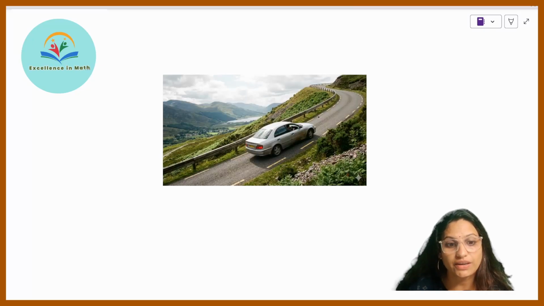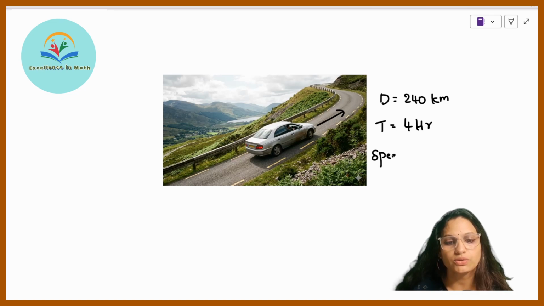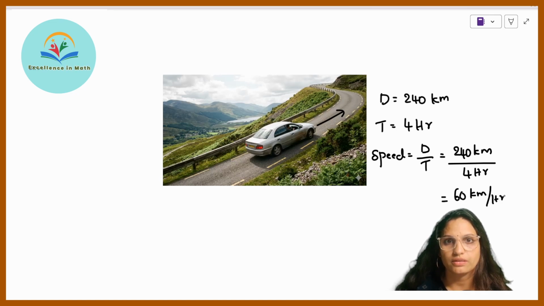A person is driving a car. He has covered a distance of 240 kilometers in 4 hours. So what is his speed? Speed is equal to distance over time. That is 240 kilometers over 4 hours. We can get it as 60 kilometers per hour.